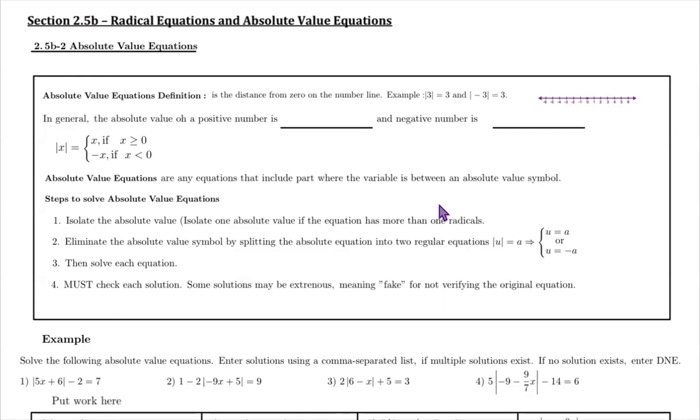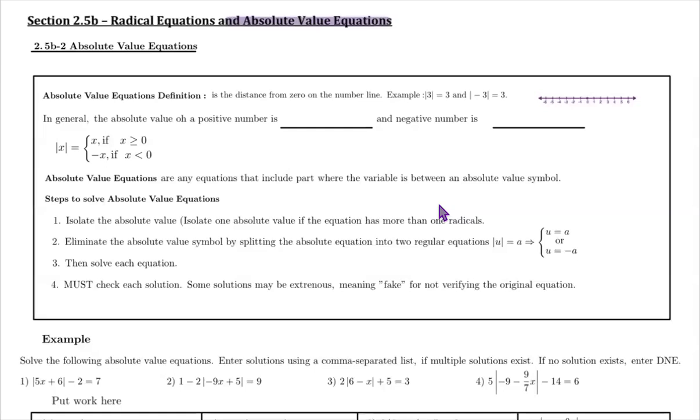In section 2.5b, we will be solving radical equations and absolute value equations. So let's start with, well, we've already solved radical equations from the previous sections, actually. So we will be covering the second part here, which is absolute value equations.